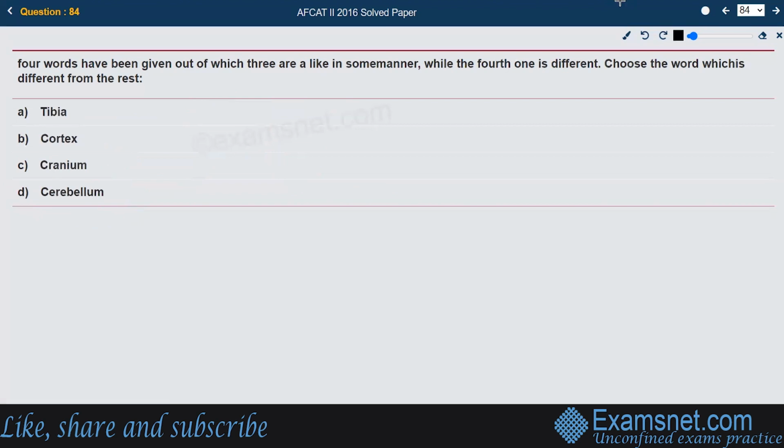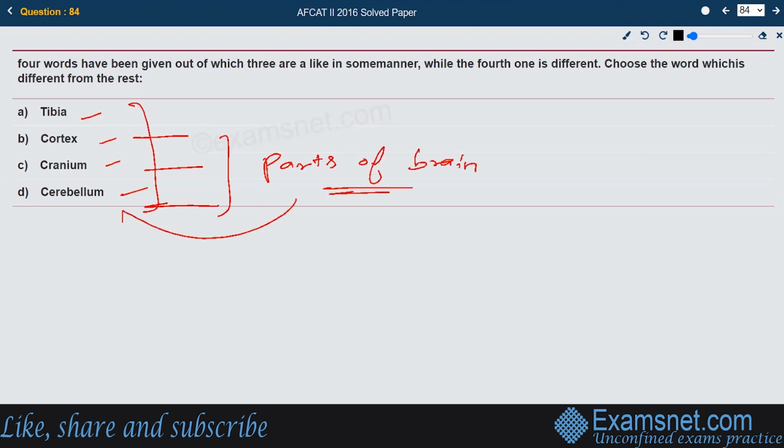Next, again, there are four words given. We are supposed to find out which one is odd: tibia, cortex, cranium, and cerebellum. The cortex, cranium, and cerebellum are the physical parts of the human brain. All of these are. What is tibia? Tibia is different from them.